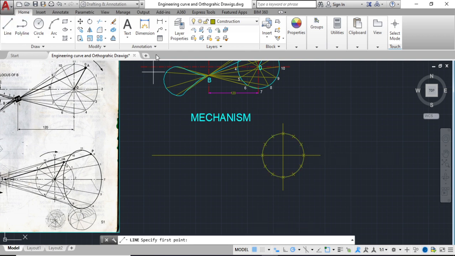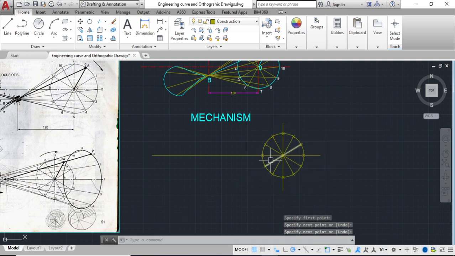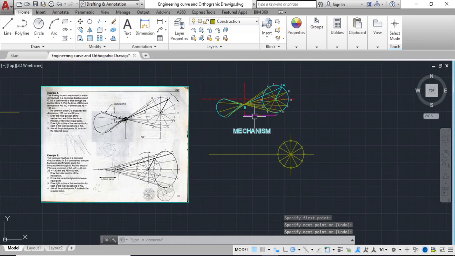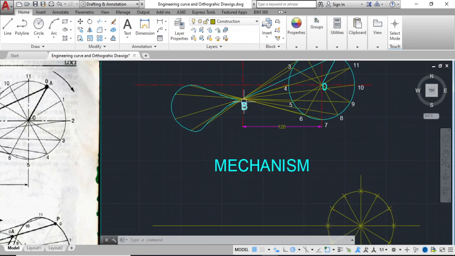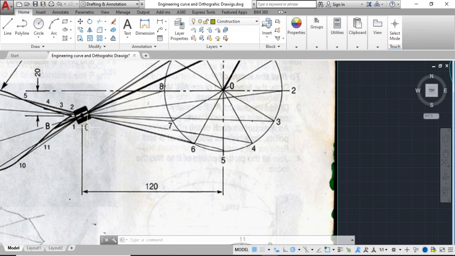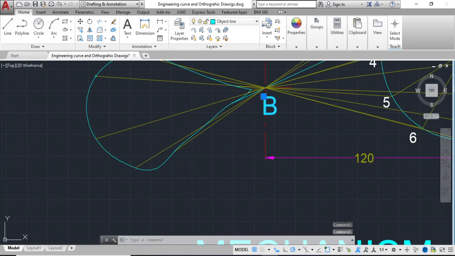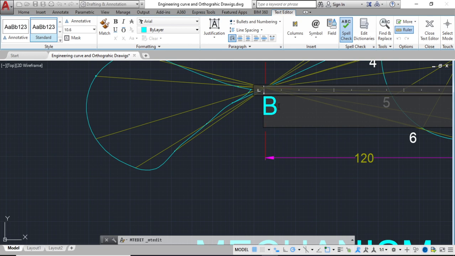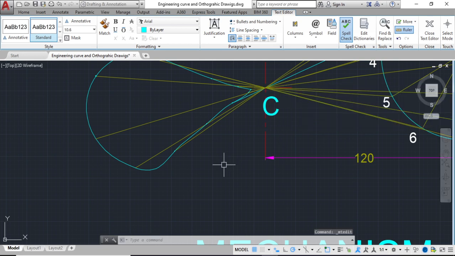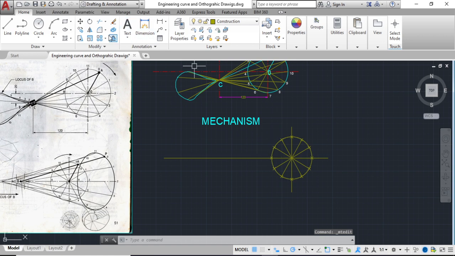Connect your points. To re-enter the command, I just press enter and enter again. So enter off, enter on. Alright, that's it. Next thing to do is to locate point C. Locate point C. Point C is offset 120.